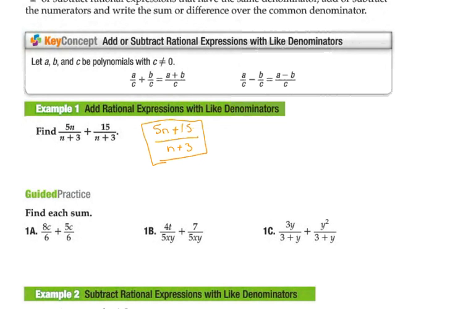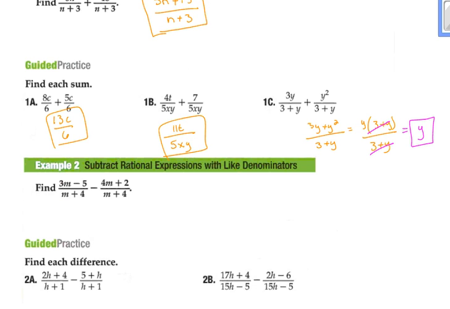So with this in mind, go ahead and try example or guided practice 1. Okay, not too bad. One that we want to look at real quick is 1b, understanding that when we have a lot of variables in the denominator, we have to be picky and make sure they're exactly the same.